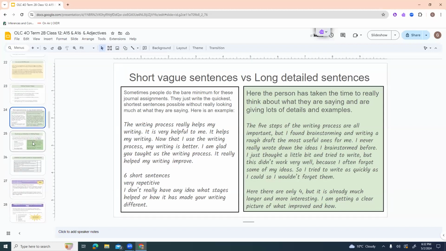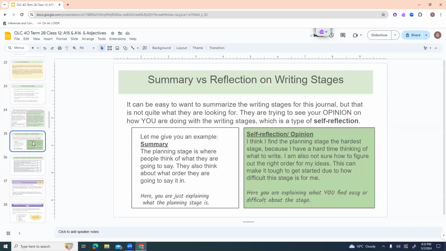Okay, let's take a look at the next section. Summary versus reflection on the writing stages. It can be really easy. I get this all the time, where people summarize what the writing stage is. That's not really what I'm looking for. I'm looking to see what's your opinion on how you are doing with the writing stages, which is a type of self-reflection. So in the white box here is what I don't want you to do. It's a summary.